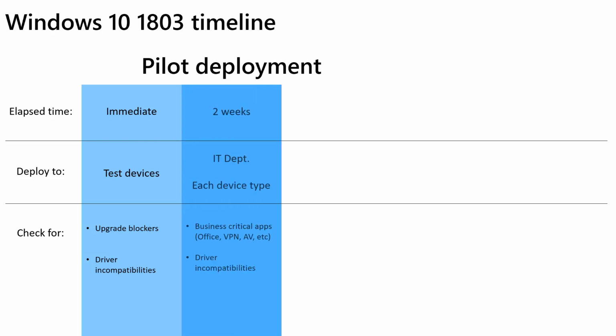Next, you'll want to deploy it out to your pilot users within the IT department. At the same time, you should also be deploying the build to a test device of each type you have in your business. Finally here, test your business critical applications, just to make sure your end users have the basic software they need functioning. This might include things like the Office applications, VPN connectivity software, or security software.